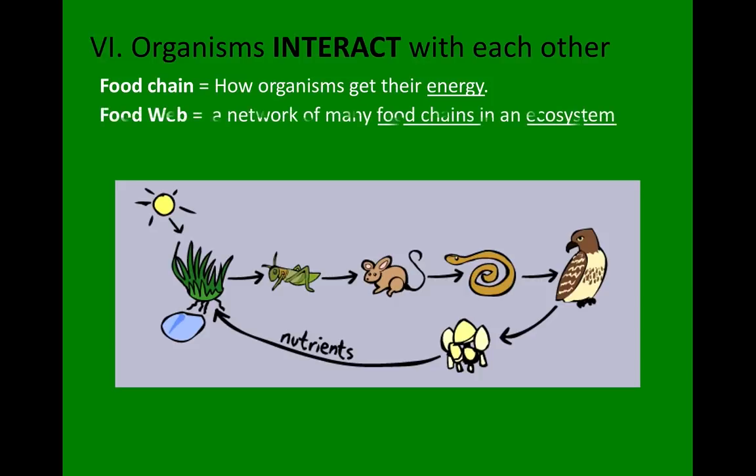More realistic is a food web. In reality, most organisms do not just feed on one other organism, but many different things. So a food web is a network of many food chains in an ecosystem that shows the variety of relationships.